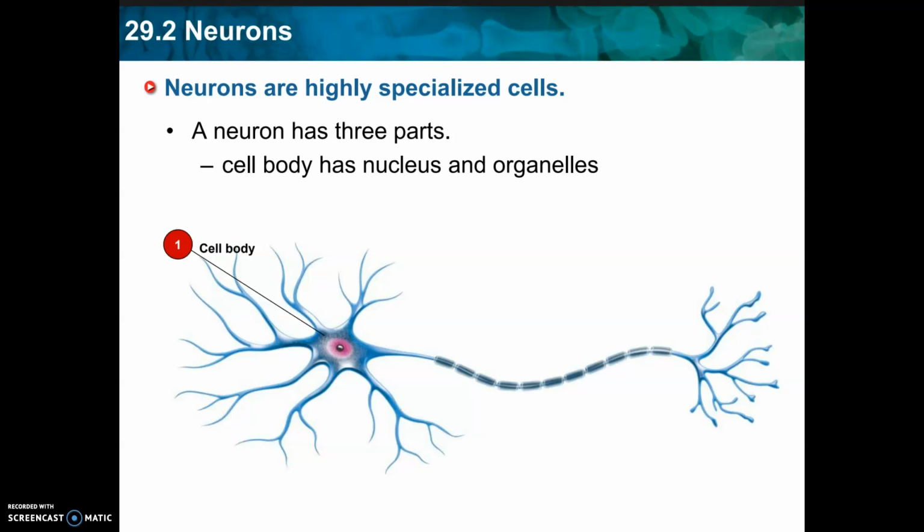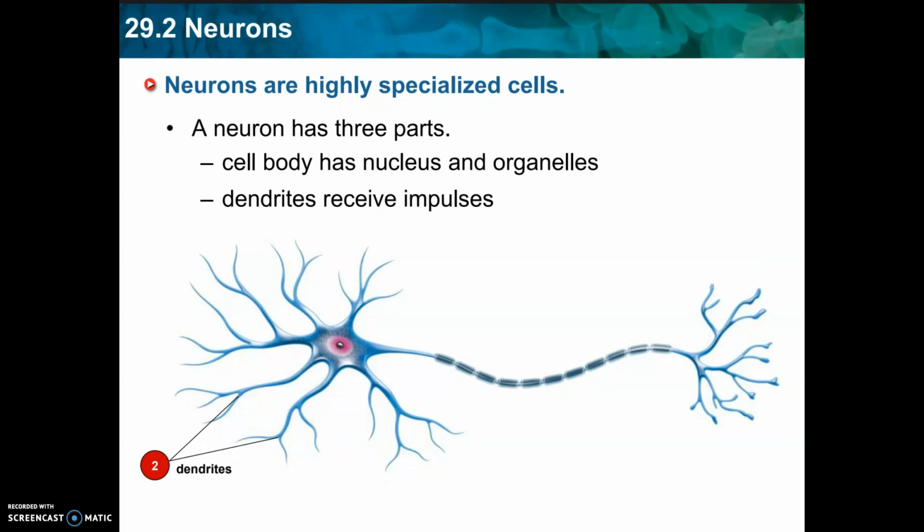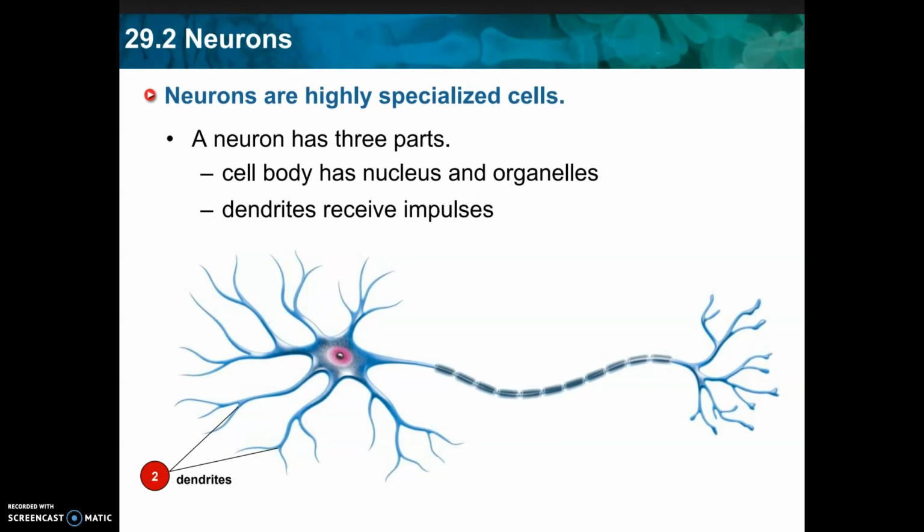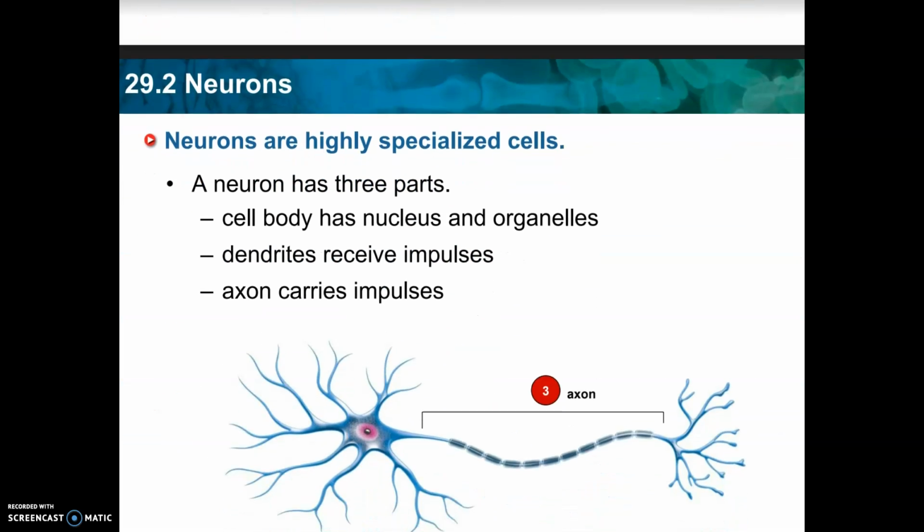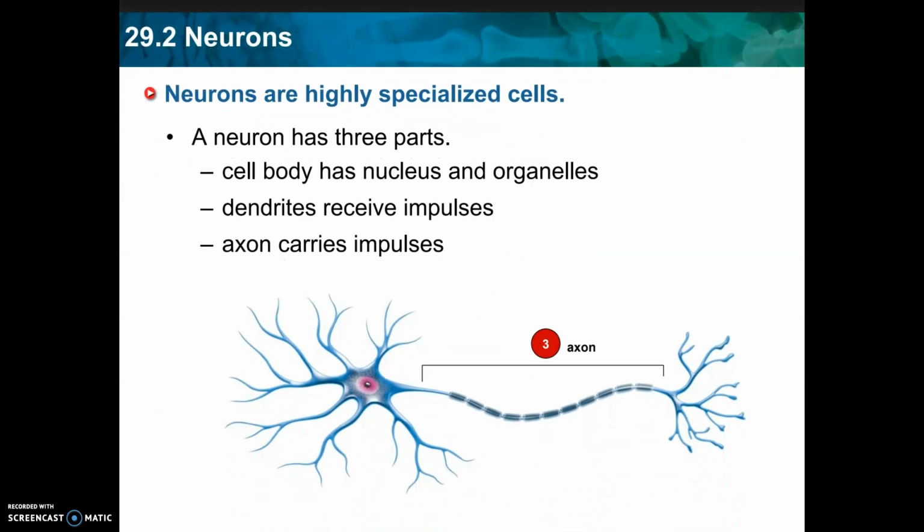A neuron has three parts: a cell body, in which it has a nucleus and all of the common organelles for a eukaryotic cell. A neuron is also going to have dendrites. These are extensions from the cell body. Dendrites receive impulses. The third part of a neuron is its axon. An axon carries impulses.